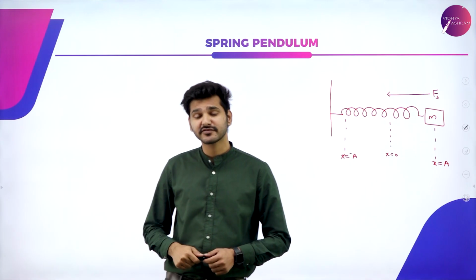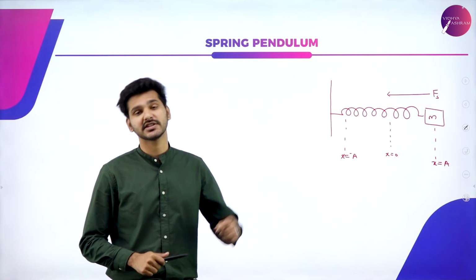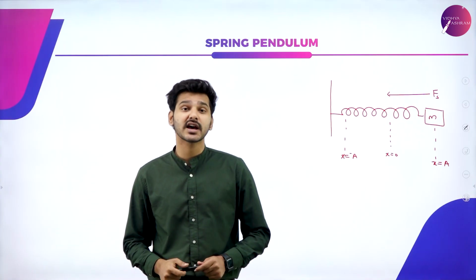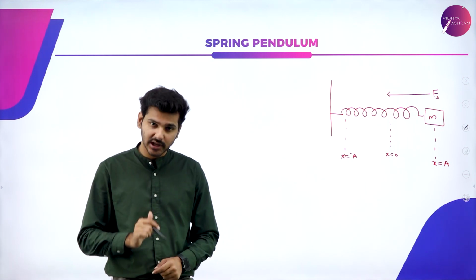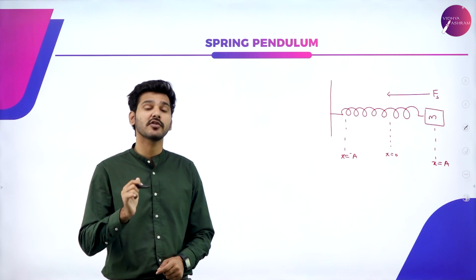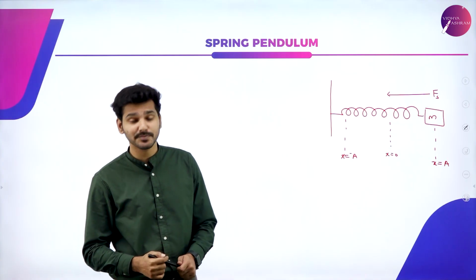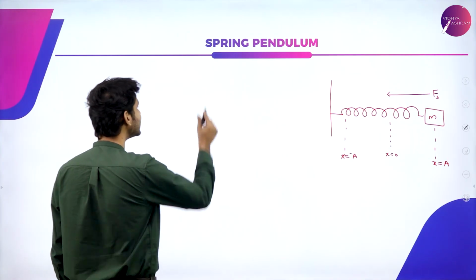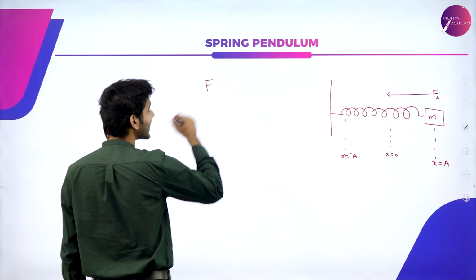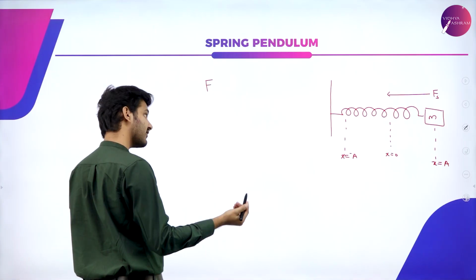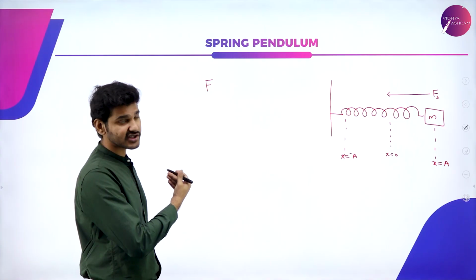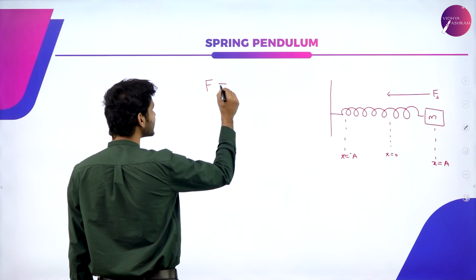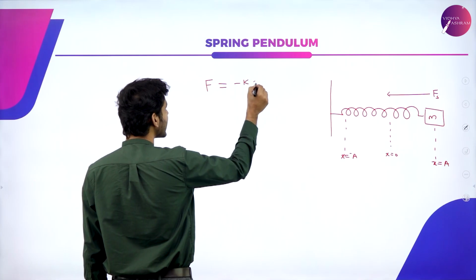So the first thing we have to learn today is the spring pendulum, or more precisely, what is the time period of a spring pendulum. We are going to derive that particular law from the equation of simple harmonic motion, which states that F is directly proportional to negative x, that is, F is proportional to the displacement but in the opposite direction. Here we can write it as F is equal to negative kx.